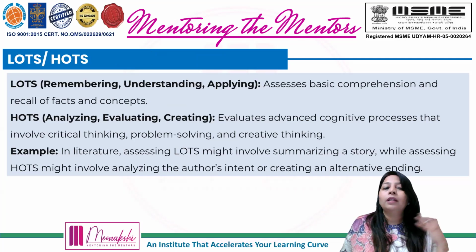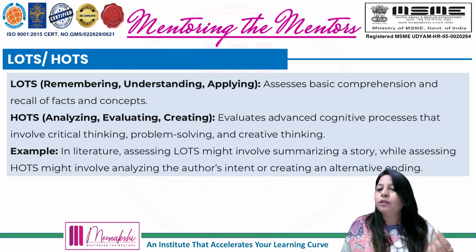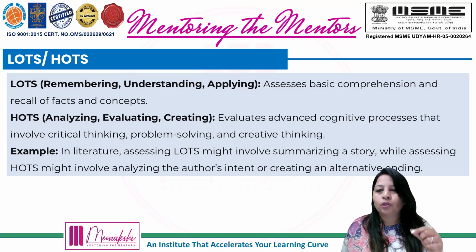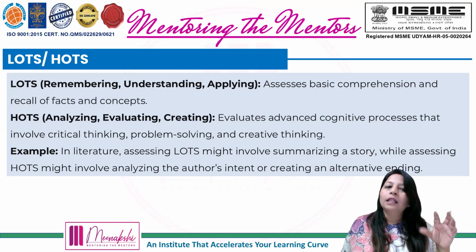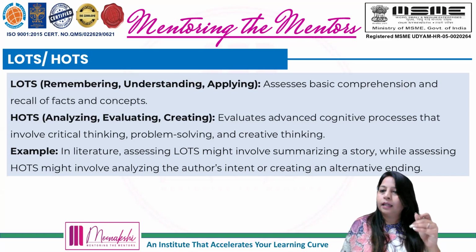And now let's talk about LOTS and HOTS. LOTS, as you know, means lower order thinking skills. HOTS is higher order thinking skills. As per Bloom's taxonomy, there are 6 levels, right? Starting from remembering, understanding, applying.